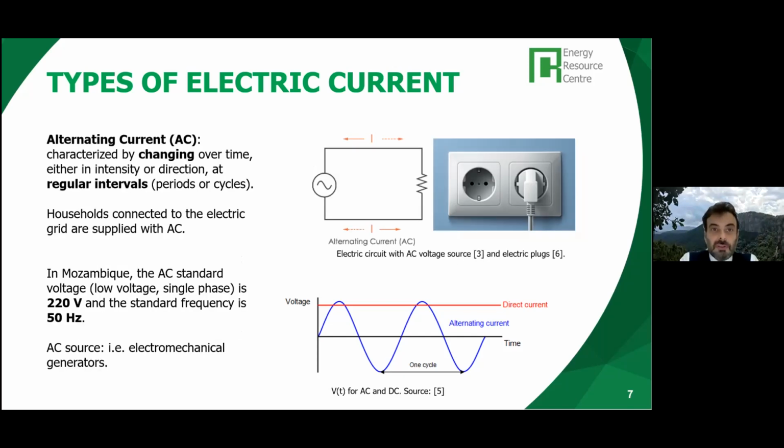The other type of electricity current, the alternating current, okay? Alternating current is artificially generated, by machines. It is characterized by changing over time, either in intensity or direction of the flow at regular intervals, which we call the frequency.